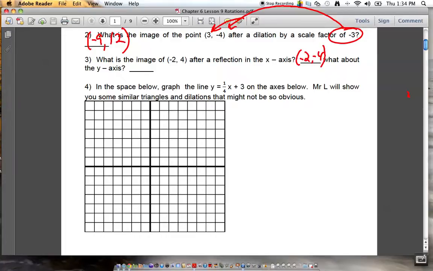But most kids don't remember it best that way. Most kids remember it best this way. Let's go to -2, 4.